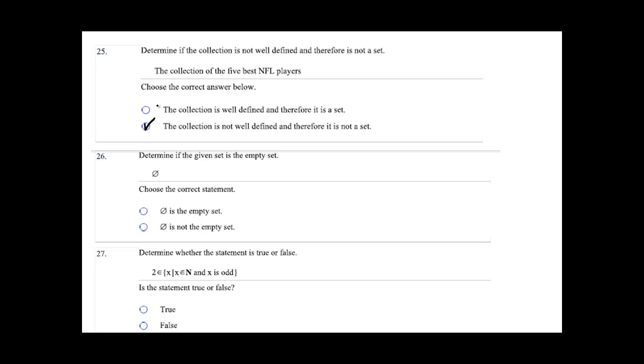Okay, and then we need to determine if the given set is the empty set. Well, indeed, that symbol means null or the empty set. So that is the empty set.